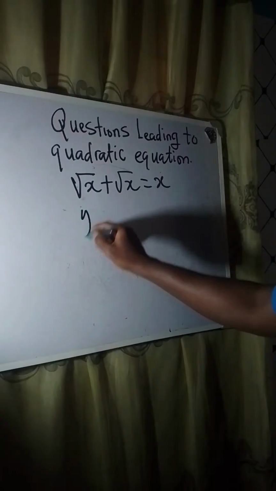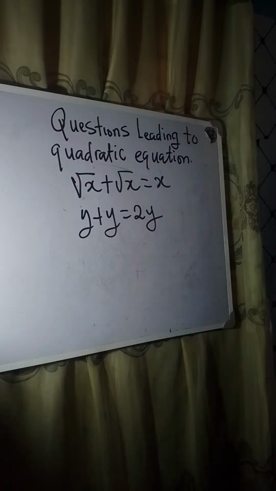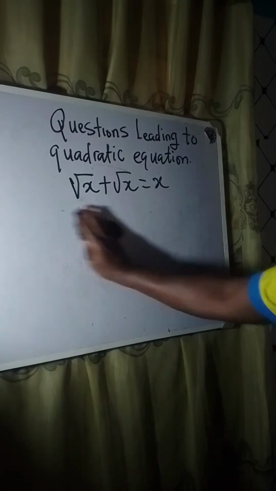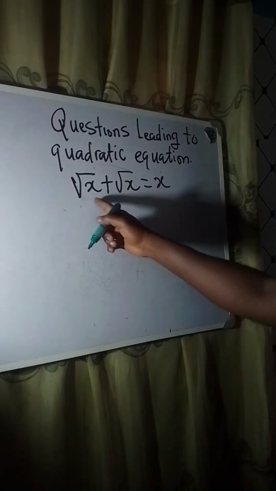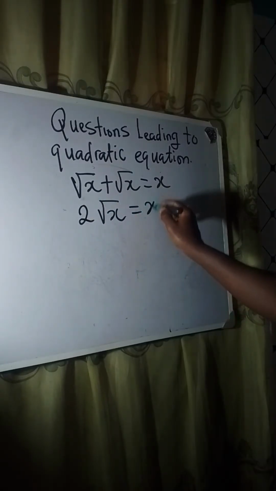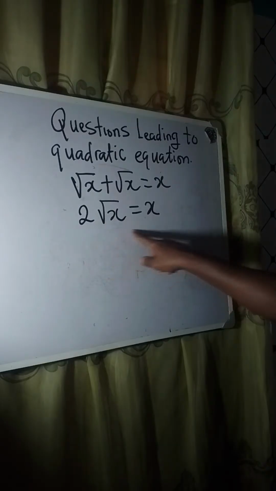Just like you have y plus y equal to 2y, square root of x plus square root of x will give us 2 square root of x. So from here now, we are going to have 2 square root of x, and that is equal to x. So what should we do from here? We need to make square root of x the subject. This is not yet a quadratic equation, but it is going to lead to one, right?